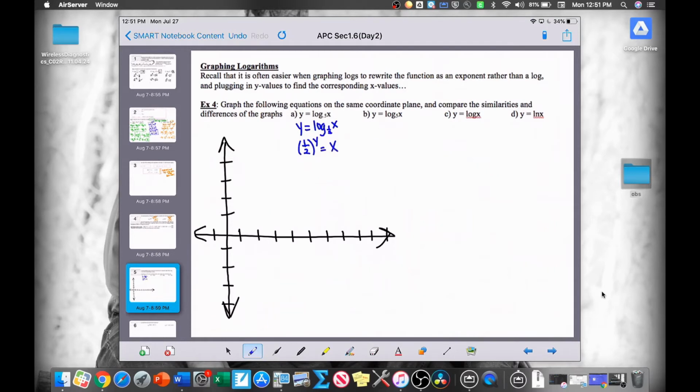So this is what I was talking about above when I said it's easier to plug y values in and find corresponding x values. So for example, let's say I let y be 2. 1/2 squared is 1/4, right? So when y is 2, x is 1/4. That's going to be a point right there. When y is 1, 1/2 to the first power is 1/2, so that's going to give me a point there. When y is 0, 1/2 to the 0 power is 1.